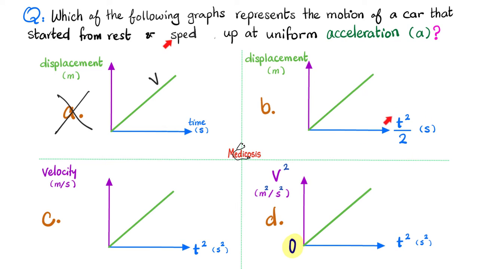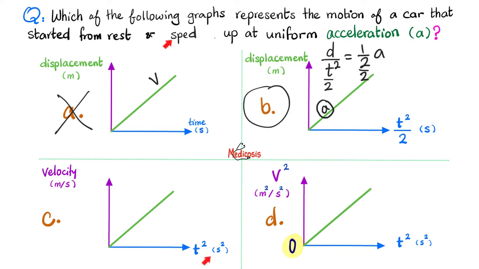How about displacement over time squared divided by 2? We know from the previous slide that displacement divided by time squared equals half of A. In order for you to say t squared divided by 2, you have to divide by 2 on the other side. What is 2 divided by 2? 1. So this becomes just acceleration. So the slope of this line is acceleration. Is this acceleration positive? Yes, it is, because it's going up. Is it uniform? Yes, it is, because it's a straight line. So this one is probably the correct answer, but let's keep moving.